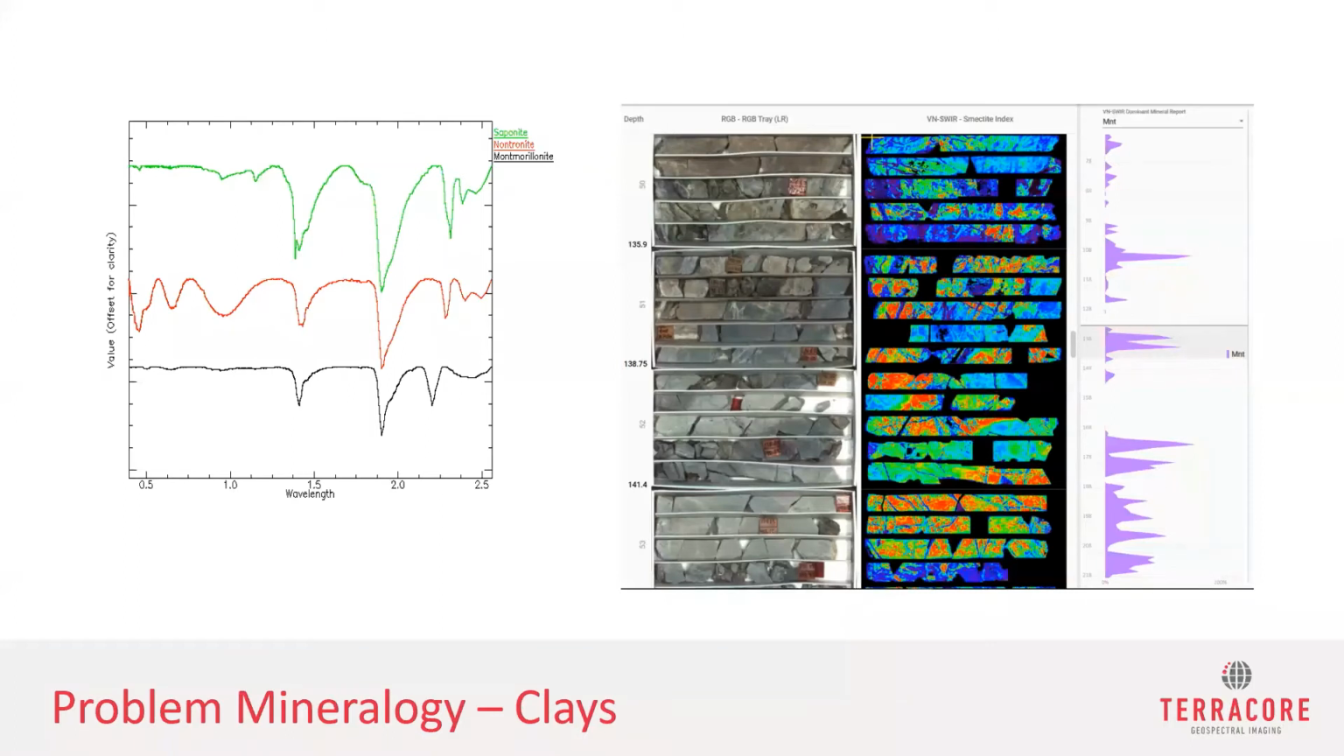So clays are fairly straightforward. And in fact, clay speciation is incredibly easy using spectral technology. It doesn't require multiple analyses like you might have to do with XRD. It's a once-off and very quick. So, you know, speciating between kaolinite, smectite, illite, and the other clays, and then within the smectite, speciating those smectites, very easy to do.